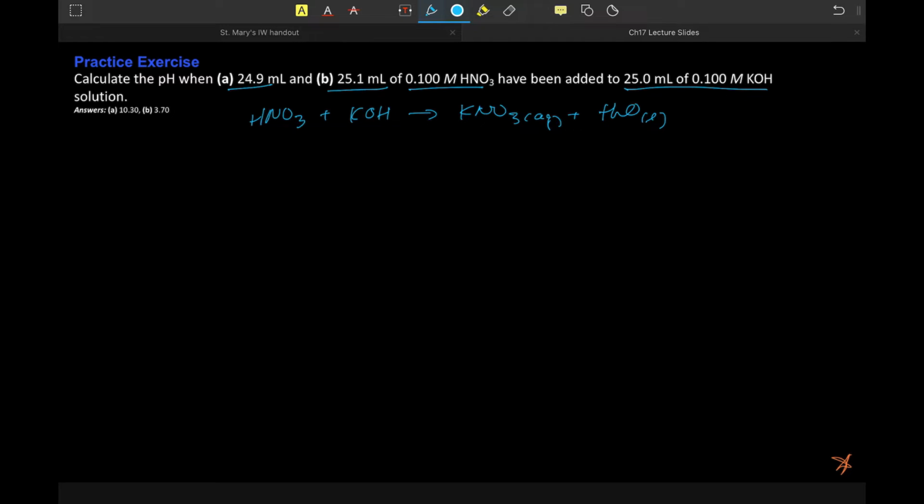Okay, so then when we look at that, we know that we have 25 mils of 0.1 molar KOH, right? And here we have also 0.1 molar, and we're going to do 24.9 mils versus 25.1 mils, right? And when we look at what that says, we are calculating the pH just before, because obviously since they're equimolar, equal volumes are what's going to get us the equivalence point.